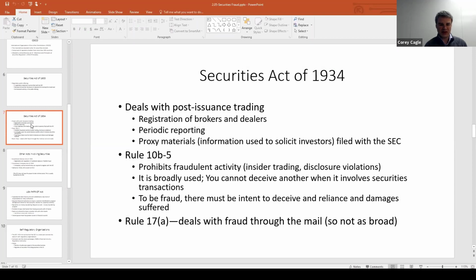Basically, in a nutshell, you can't deceive somebody when it involves a security transaction. Of course, for anything to be fraud, there has to be an intent to deceive. And in this particular case, there has to be reliance on it and damages suffered. So that's not always the case, but it is the case here. But there always has to be an intent to deceive for it to be fraud. And then the 17A rule deals with fraud through the mail, so not nearly as broad as that other.